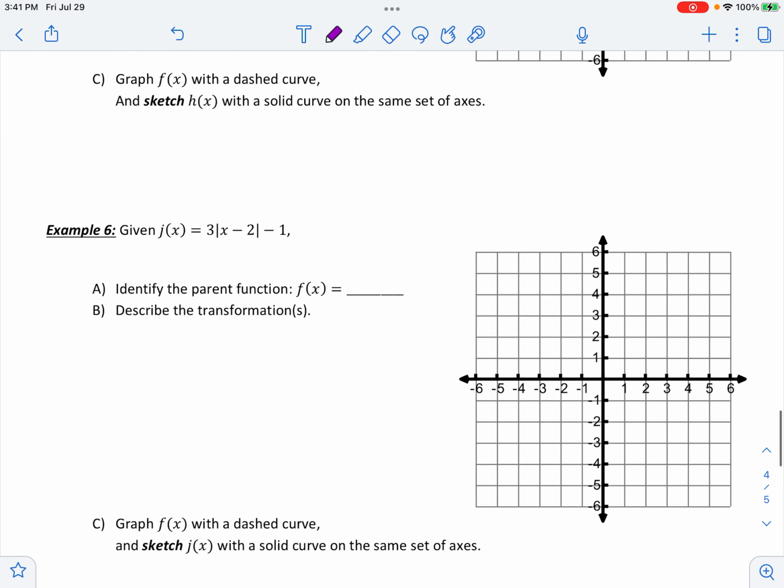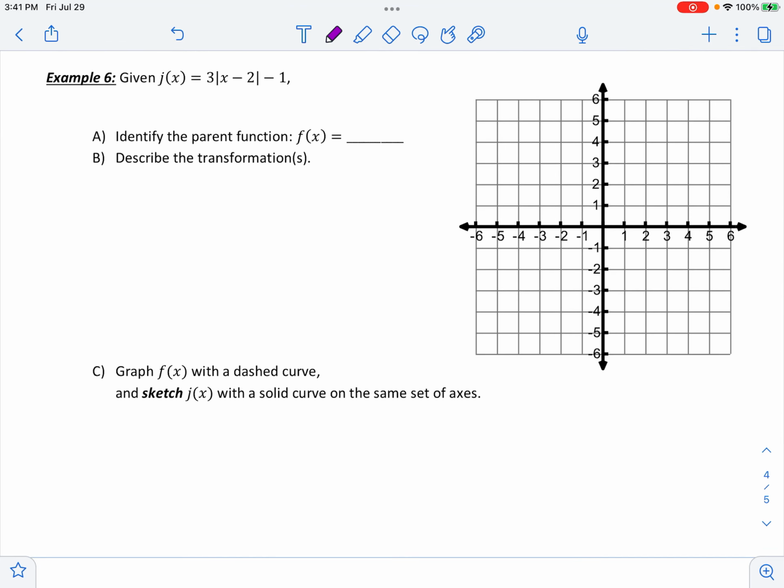Okay, moving on to our final graph. If you want to pause the video and try it yourself, I think that's a fabulous idea. All right, so we'll start with the parent. Absolute value function: 0, 0, 1, 1, -1, -1, V-shaped. Oops, I forgot to make it dashed. There we go. That's what the directions say, right?